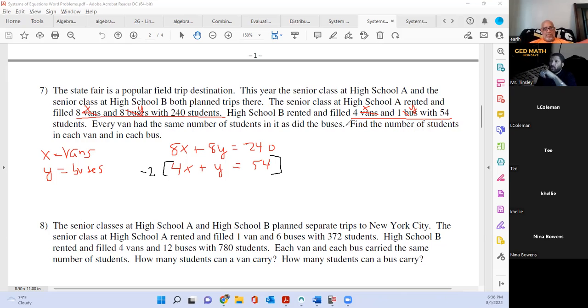So what I'm going to do is bring this equation over. So we have 8x plus 8y equal 240. Then I'm going to distribute this -2. What is -2 times 4? -2 times 4 is -8, and we're going to bring along our variable, which is x. What is -2 times y?